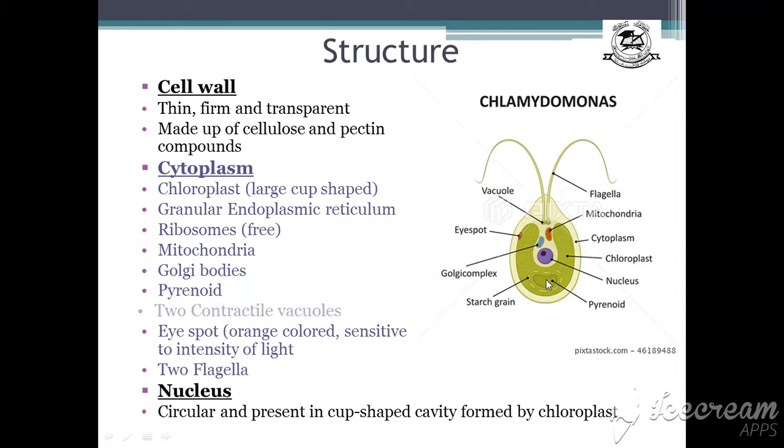Two contractile vacuoles. These are the two contractile vacuoles. There are two small contractile vacuoles present towards the anterior end and at the base of two flagella. There are two flagella also, this one. So at the base of these flagella, two vacuoles are present.